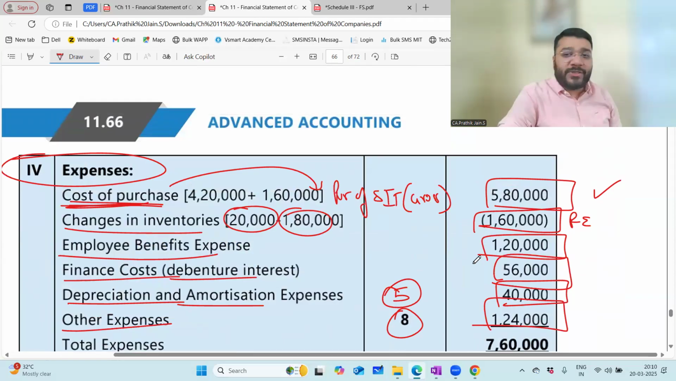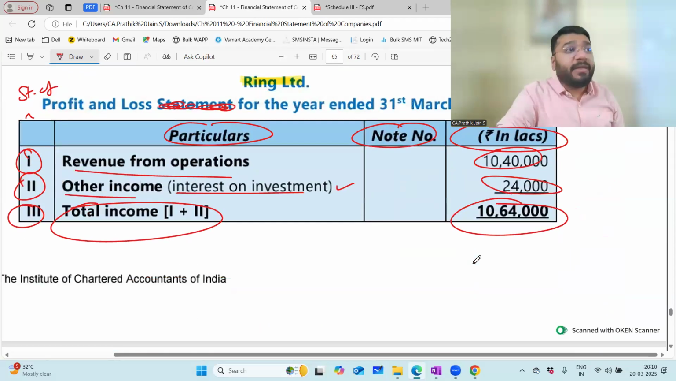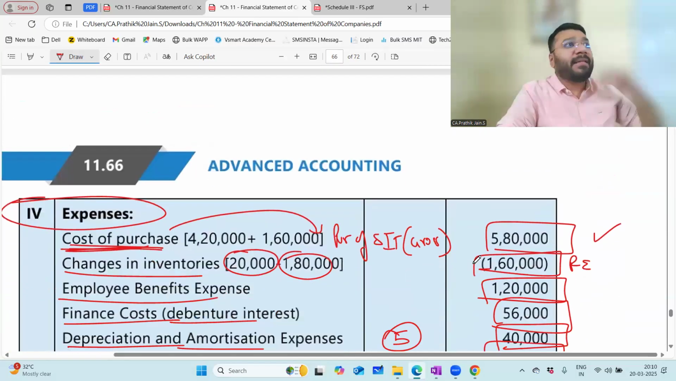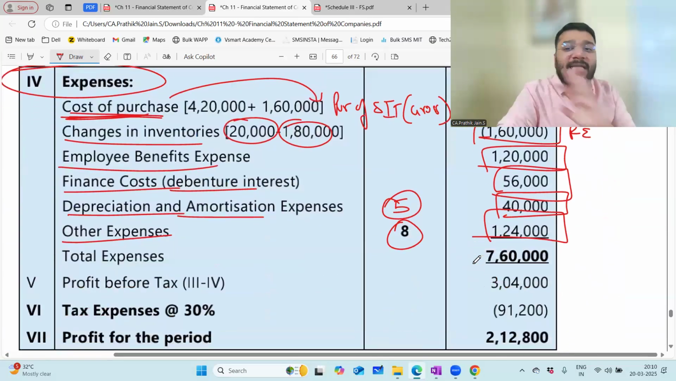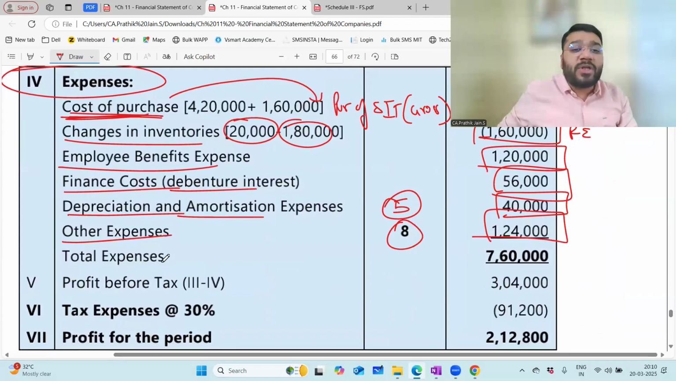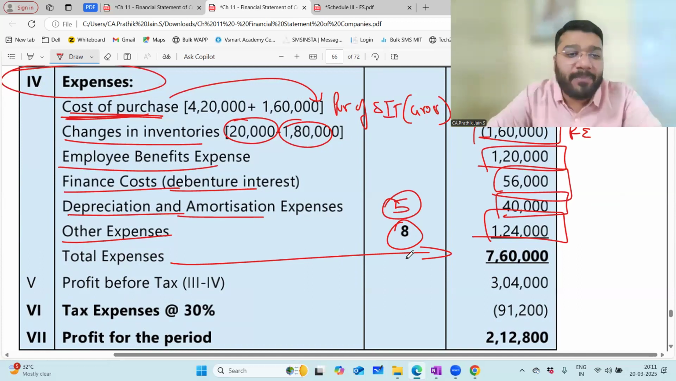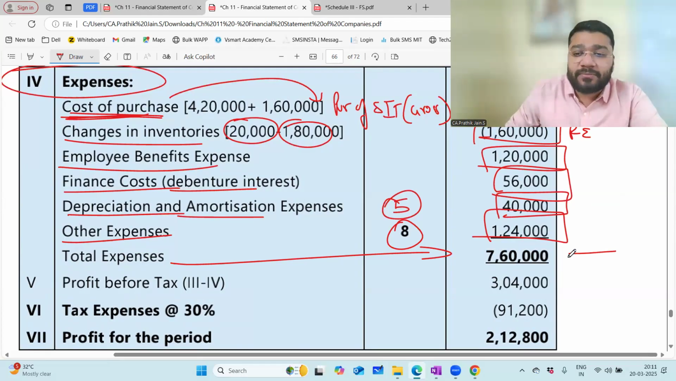Now, I would suggest that we complete the P&L fully. The total income part was over. Now we have other expenses also. So please tell me your total expenditure. Calculate, add all the items: purchase of stock in trade, plus change in inventory, plus employee benefit, plus finance cost, plus depreciation, plus other expenses. All put together, how much? 7,60,000. Okay.